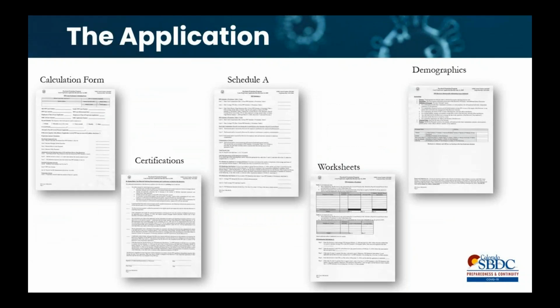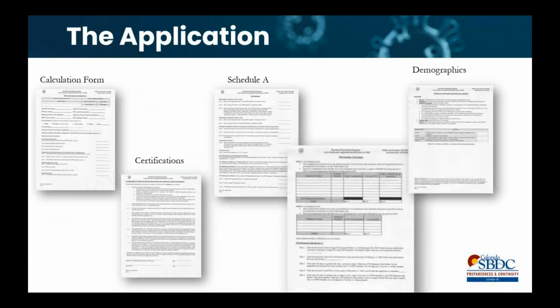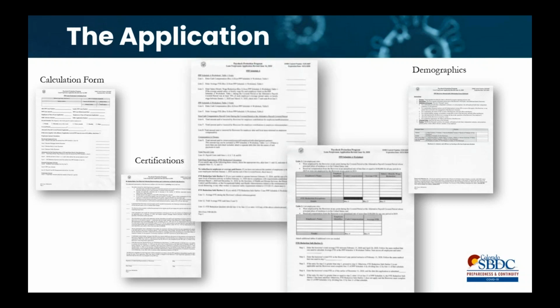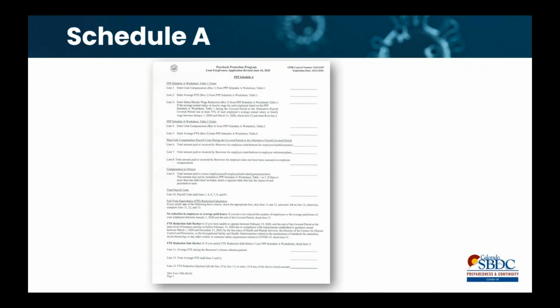Where are we in the process? Well, we are now done with the worksheet. Congratulations. And now we're going to move to Schedule A. Let's tackle this schedule one section at a time. The first section is Table 1 totals.